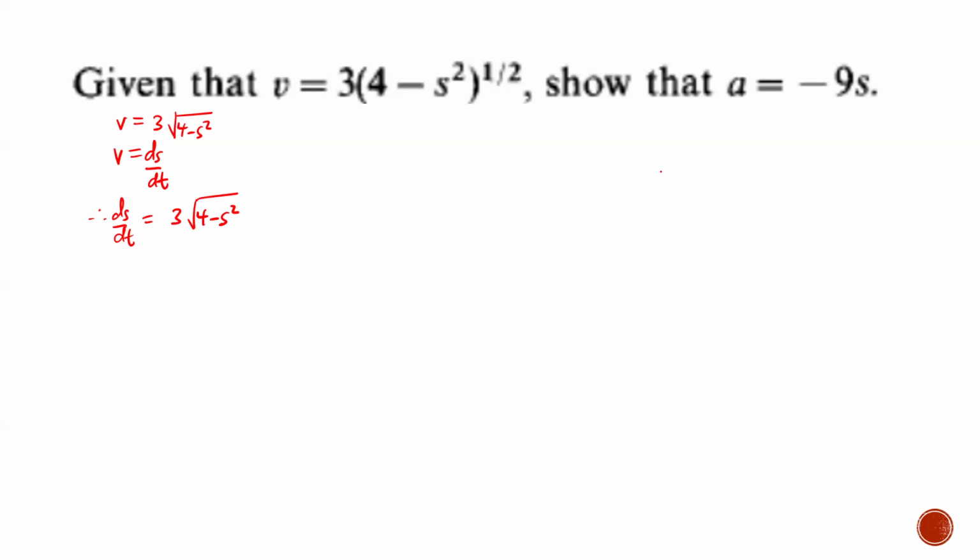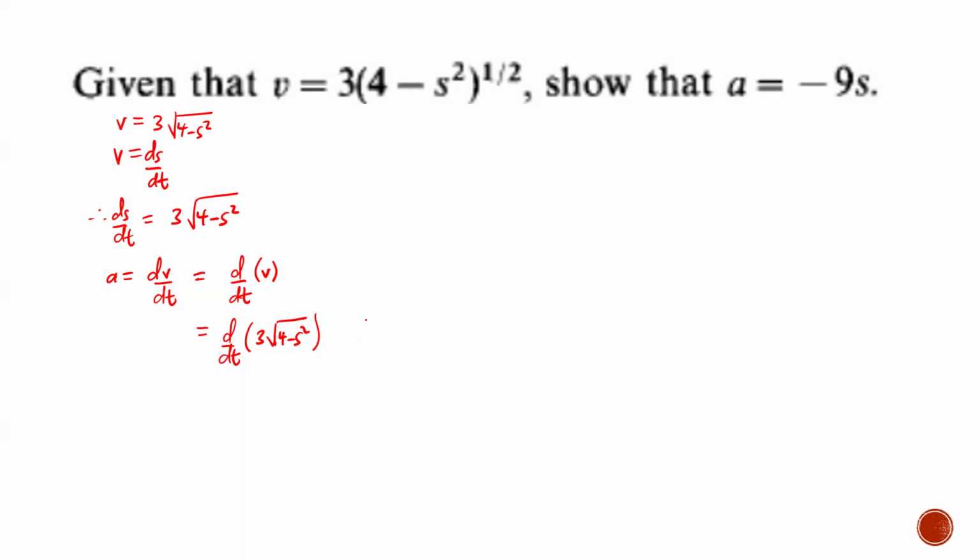Now, acceleration is equal to dv/dt. That means I have to differentiate velocity with respect to time. But what's velocity? The velocity has been given as 3 times the square root of 4 minus s squared. So that's what I'm differentiating with respect to time.